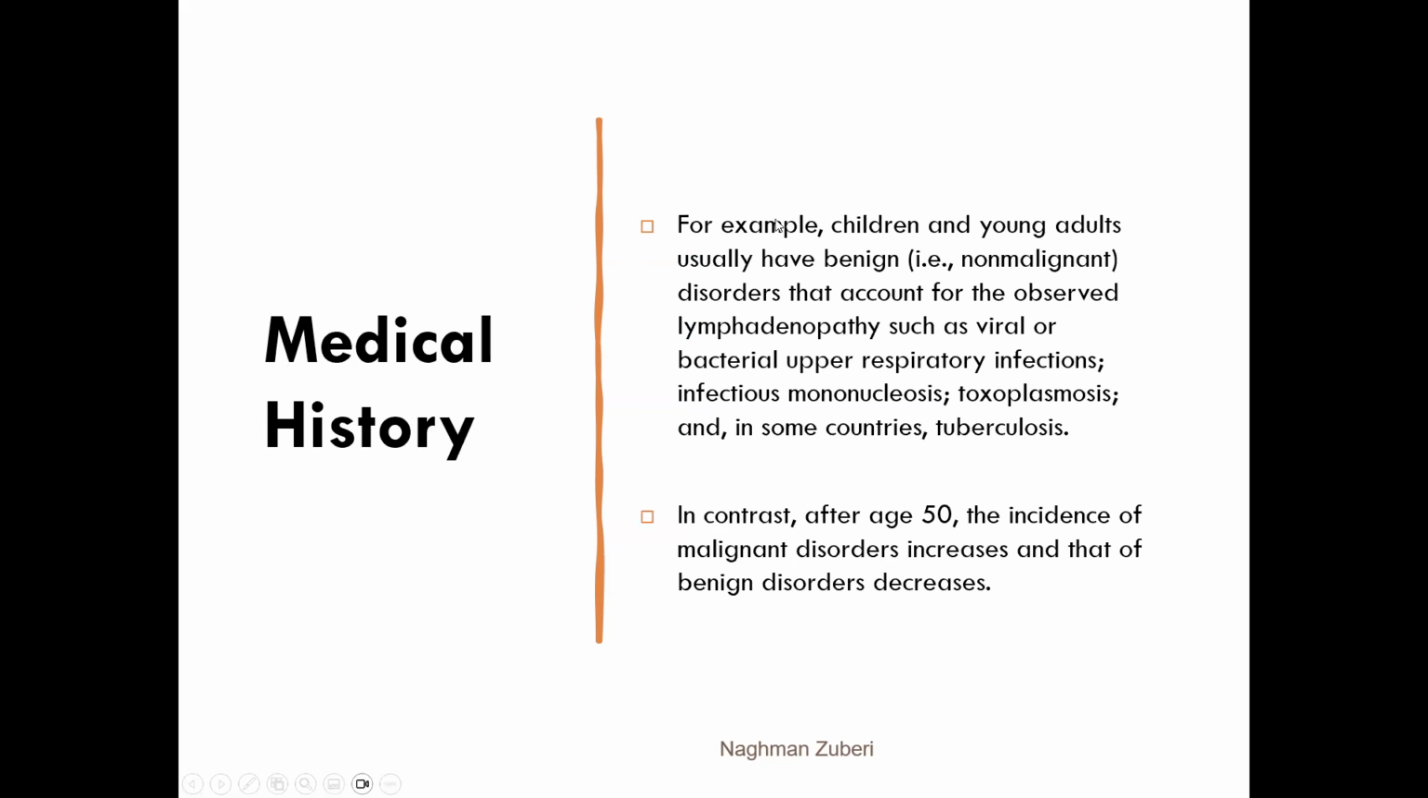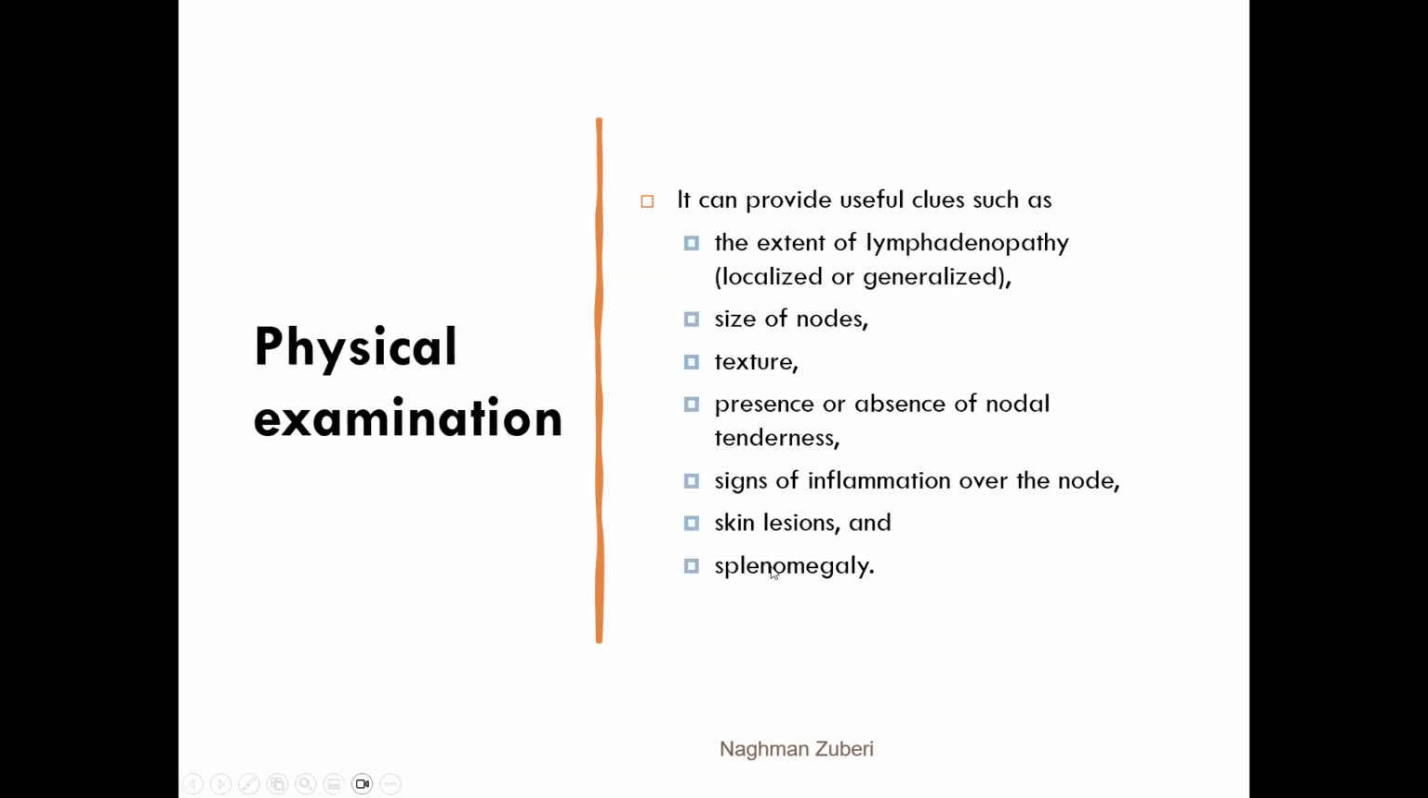We are discussing medical history. For example, children and young adults usually have benign, that is non-malignant, disorders that account for the observed lymphadenopathy, such as viral or bacterial upper respiratory infections, infectious mononucleosis, toxoplasmosis, and in some countries, tuberculosis as well. In contrast, after age 50, the incidence of malignant disorders increases and that of benign disorders decreases.